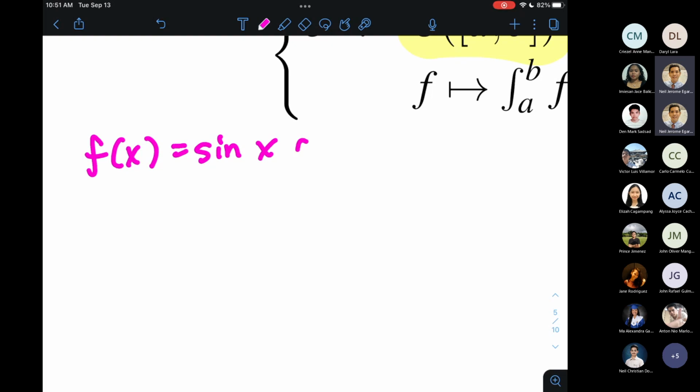And note that this is a continuous function on the interval. Actually, it is continuous everywhere, right? But let's just consider the interval 0 to pi. Teka, 0 to pi. All right. Pwede naman 0 to pi, right? It's continuous over the interval 0 to pi. So our a here is 0, our b is pi, right? So I hope you agree that sine x is continuous over the closed interval 0 to pi.